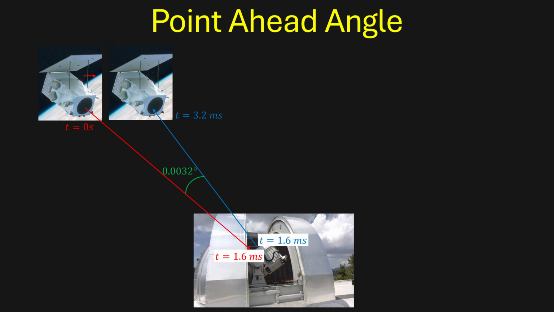In the time it takes light to travel between the satellite and the ground station, 1.6 milliseconds for 500 kilometers, the satellite moves across the sky and the angular position changes along with the column of turbulent air between the satellite and ground station. This change in angle between the uplink and downlink is called the point-ahead angle.